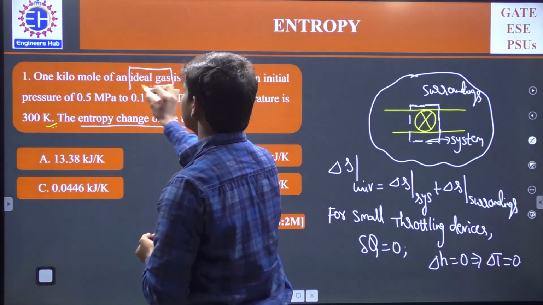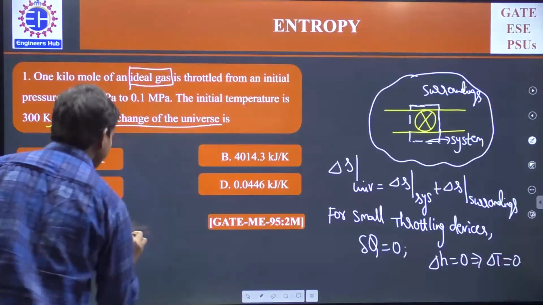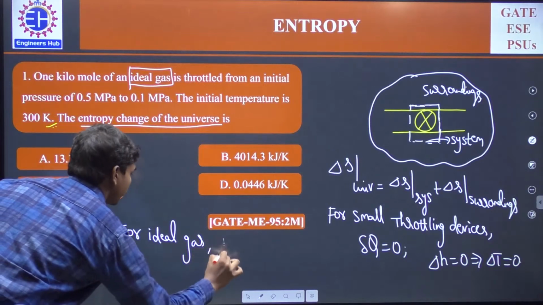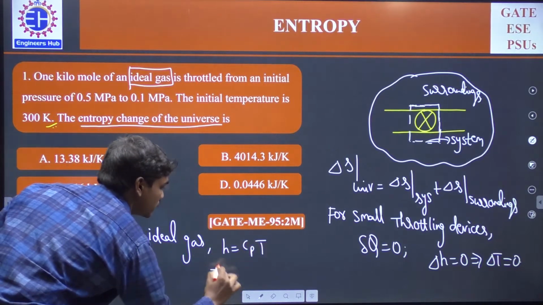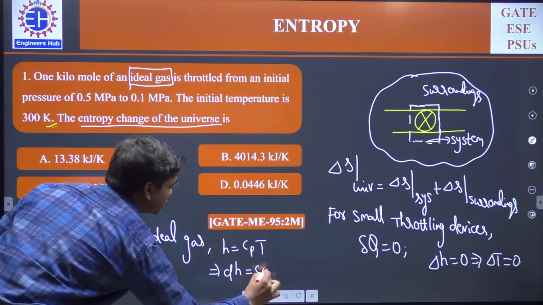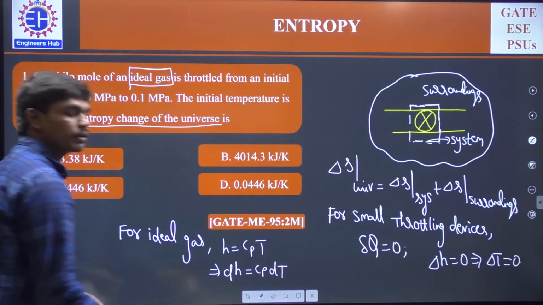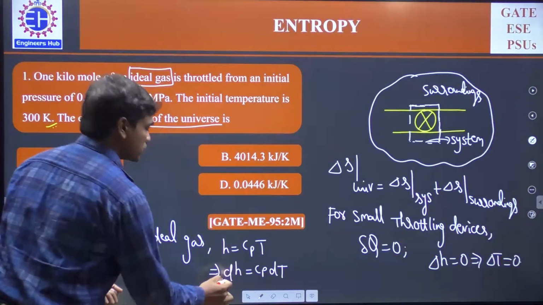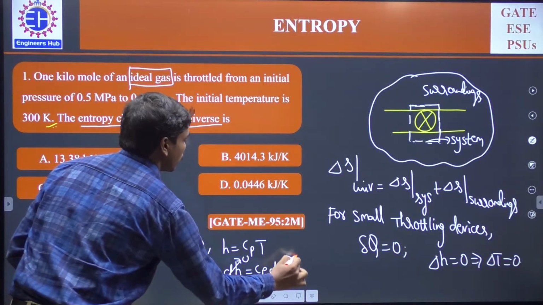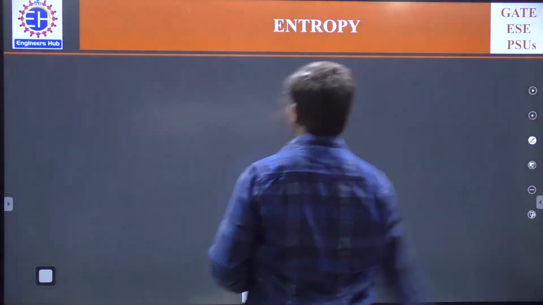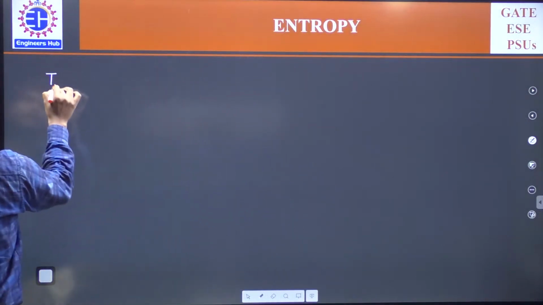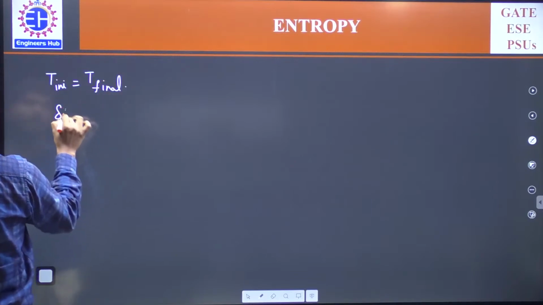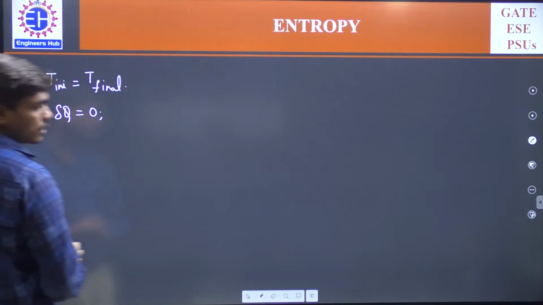It's mentioned the system is an ideal gas. For an ideal gas we have H equal to Cp into T, so dH is equal to Cp into dT. If dH is 0, because the time is very short, that's what we discussed for throttling in the steady flow energy equation, then dT is also 0. So T initial is the same as T final, and there is no heat interaction. This is what we must know.